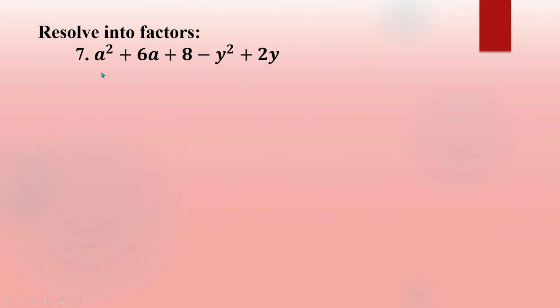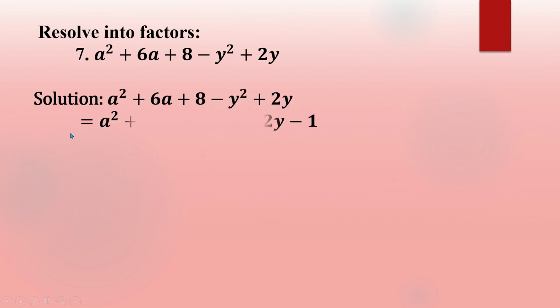Now number 7: a square plus 6a plus 8 minus y square plus 2y. Solution: this is the given condition, and this equals, we can write a square plus 6a plus 9 for making the formula. Here minus y square, here plus 2y. But as here it is plus 8 and we have taken plus 9, we have to subtract 1 from this. As a result, plus 9 minus 1 equals plus 8.